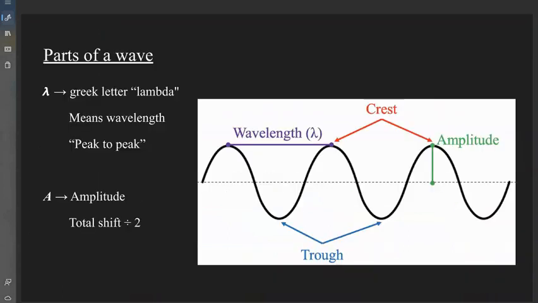All right, parts of a wave. So here are some important variables that you need to know. The Greek letter lambda is wavelength, and that's from peak to peak, is what we say. You could also say trough to trough. It is the exact same thing as if you're looking at the wavelength of a sine wave: from one point on one wave to the same point the next time it happens.